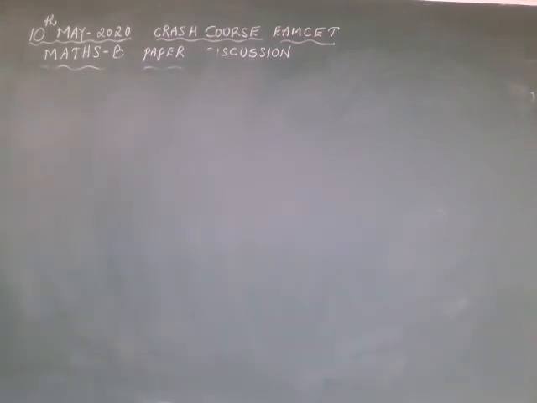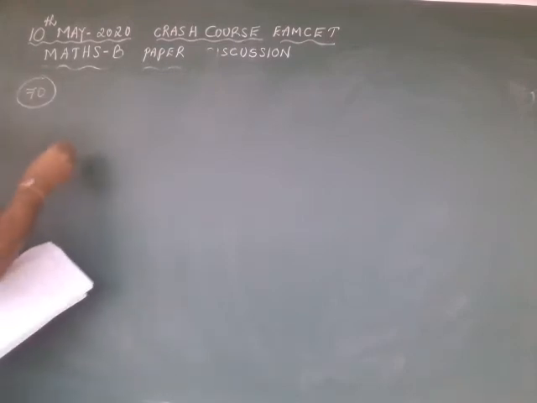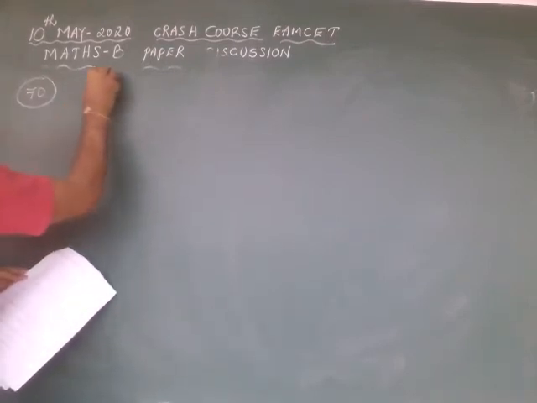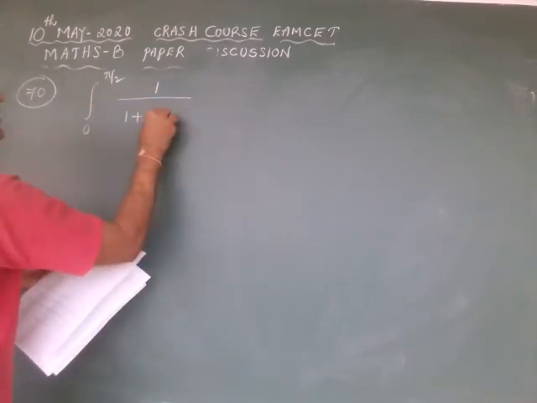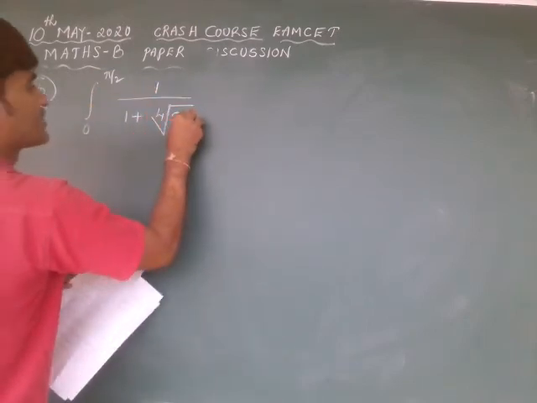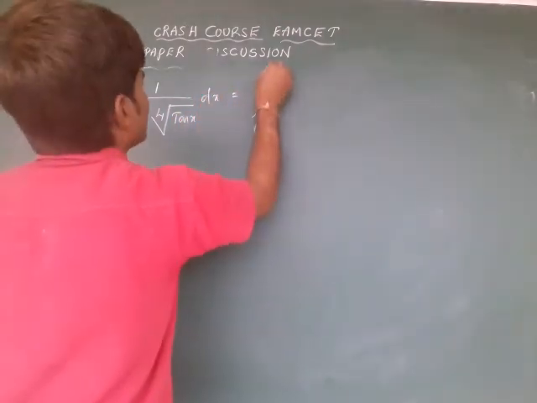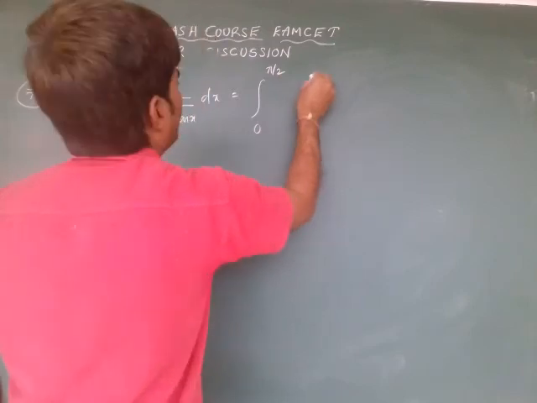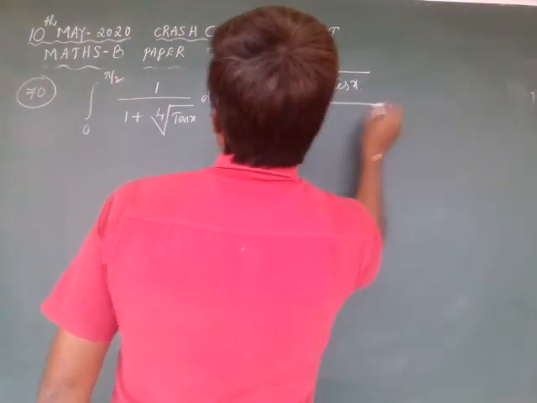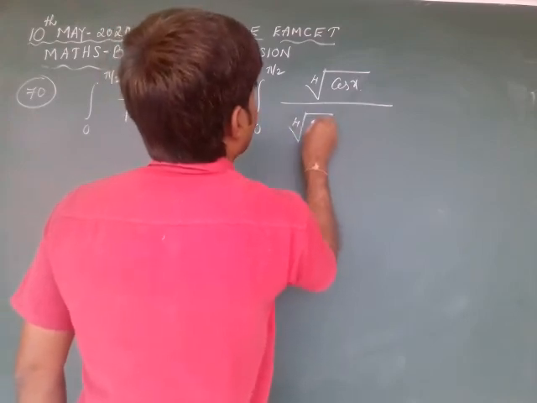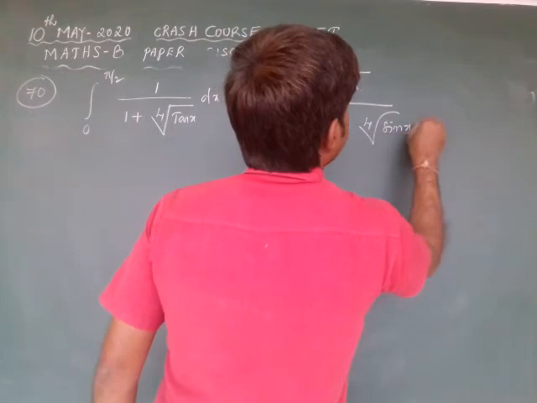Next, 70, integral 0 to pi by 2 1 divided by 1 plus 4th root tan x dx is equals to, it is written in terms of sin and cos, 4th root cos x divided by 4th root cos x plus 4th root sin x dx.